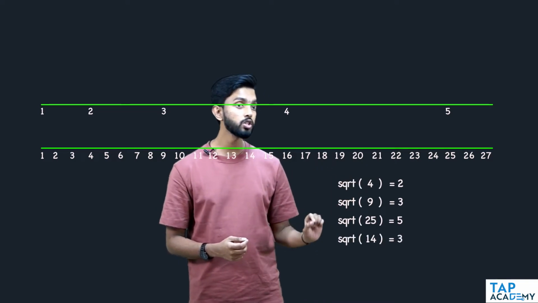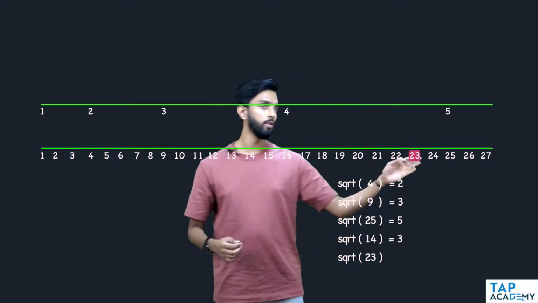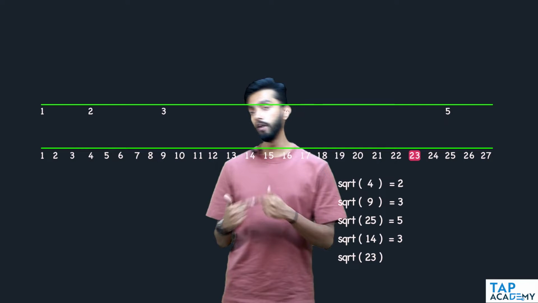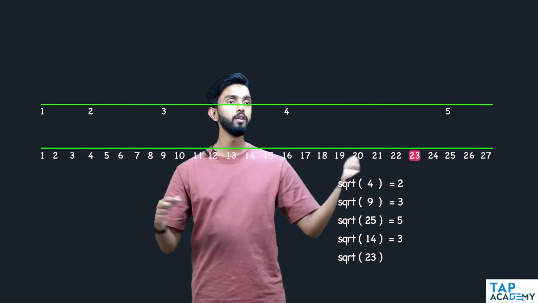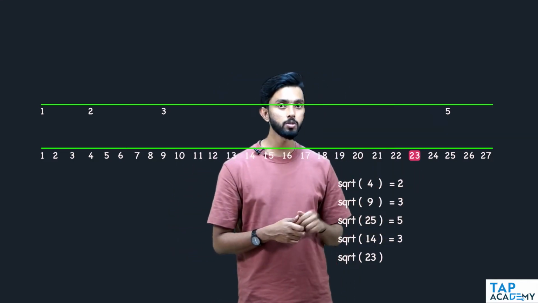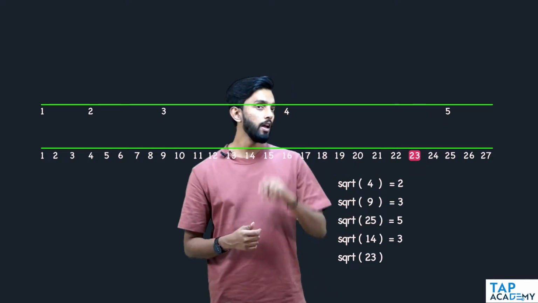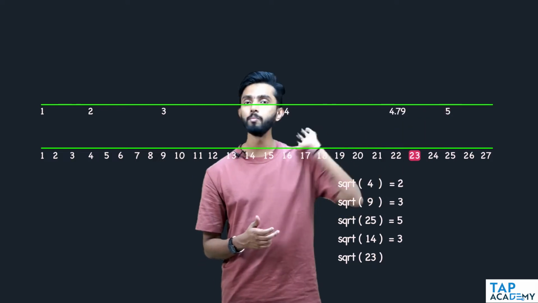Now, what if I ask you what is the square root of 23? If you look at 23, you will observe one thing, that 23 is not a perfect square. You will not find a number which when multiplied by itself will give you 23. Now, what will be the square root of 23 if you ask me? Common sense will tell me that the square root of 23 will lie between 4 and 5. It will be 4 point something.